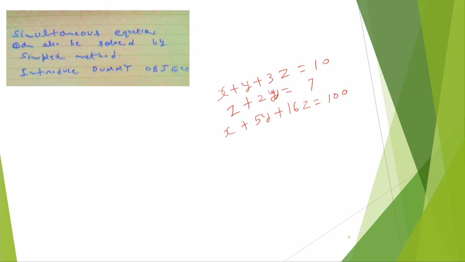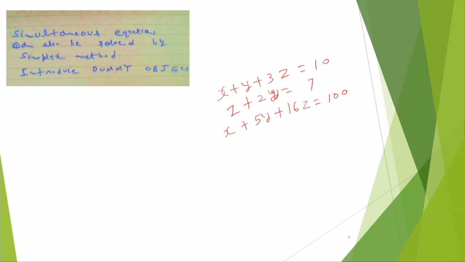Now how to solve this type of equation? Three equations are there, 3 unknowns: z plus 2y is equal to 7, x plus 5y plus 16z is equal to 100. How do you solve that? For solving, Gauss elimination method and other methods are there. You can use Cramer's rule, you know that, but you can solve that if you have got an LP solver also. How you can solve that?